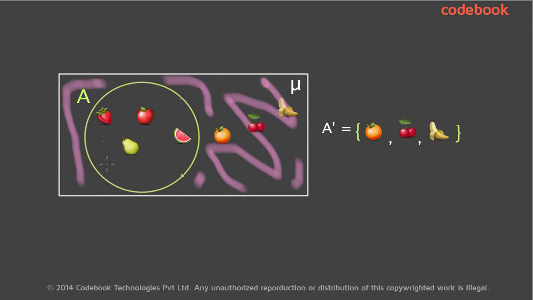Let's look at an example. Again, let's consider the fruit example over here. You have a universal set of fruits and a set A which has 4 fruits. A complement is all the fruits which belong to the universal set but do not belong to the set A. So this pink shaded area is your A complement. Any fruit in this area belongs to the set A complement. Over here we have orange, cherry and banana, which belong to the A complement set.